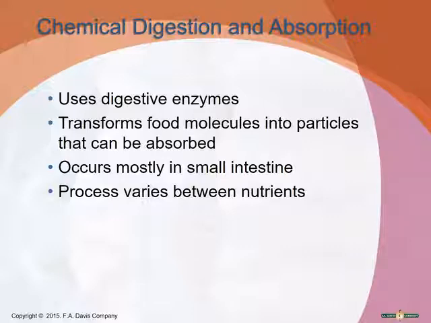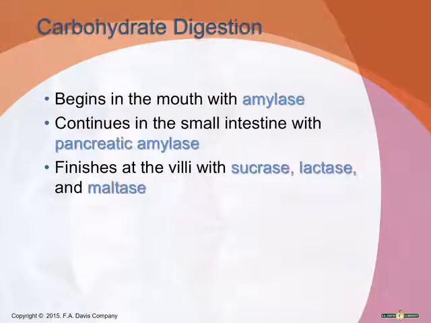Chemical digestion and absorption, and remember this, most of this happens inside the small intestine, uses digestive enzymes. It transforms food into particles that can be absorbed, breaks it down into little teeny pieces. Like I said, it occurs mostly in the small intestine, and it varies depending on what nutrient is being digested and absorbed. Carbohydrate digestion begins in the mouth with amylase. I said that earlier. It continues in the small intestine with pancreatic amylase, and then it finishes at the villi with sucrase, lactase, and maltase.